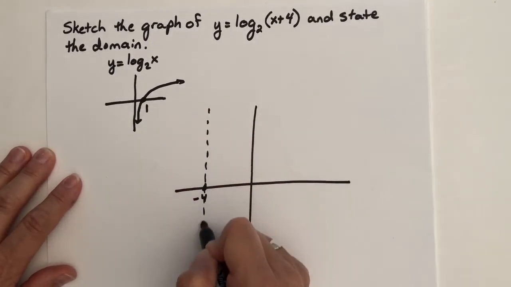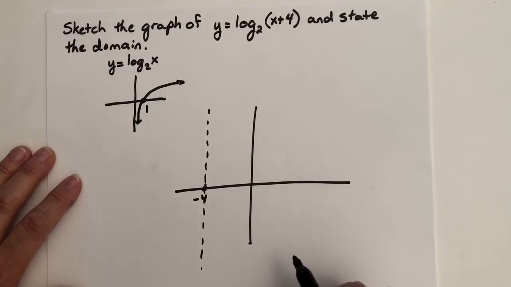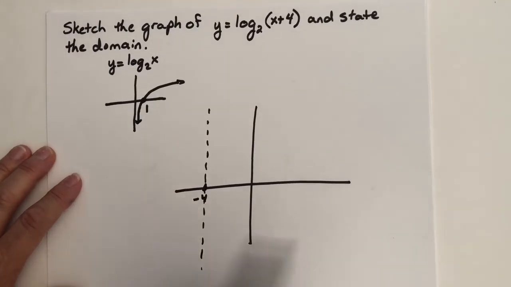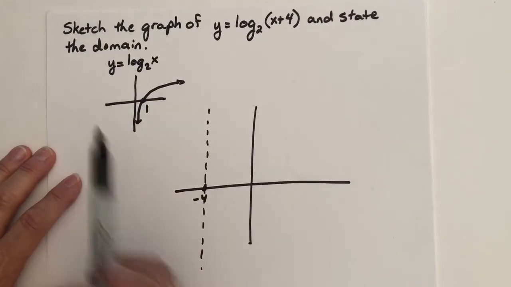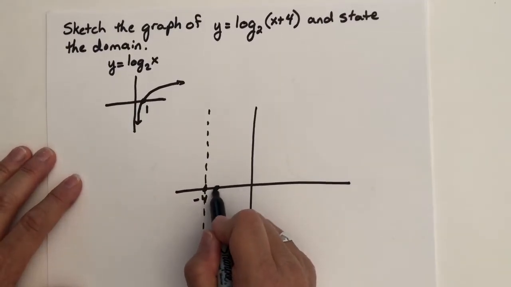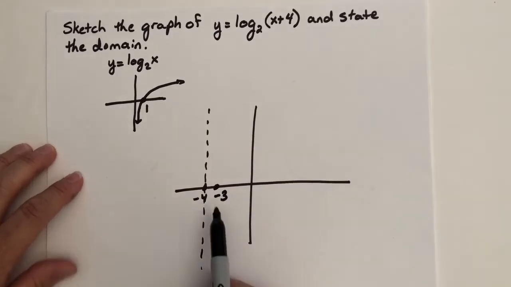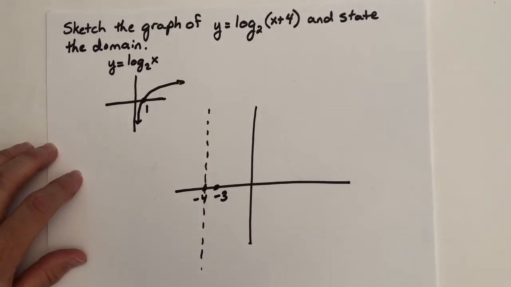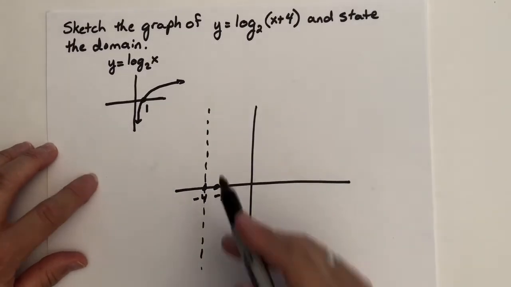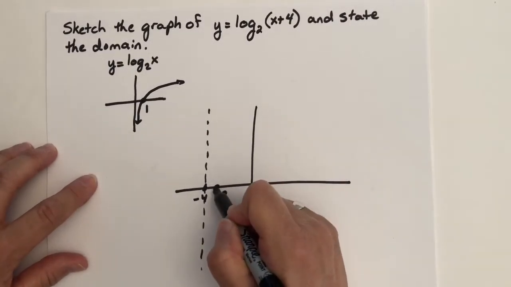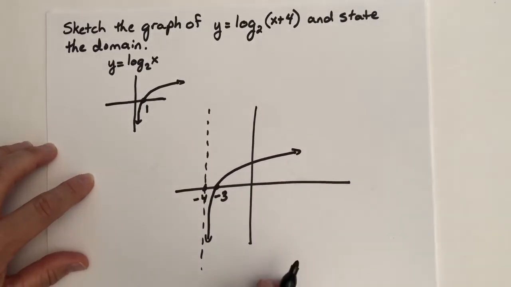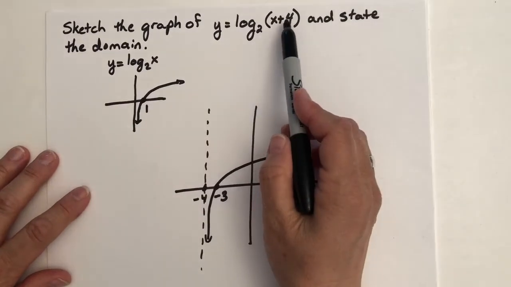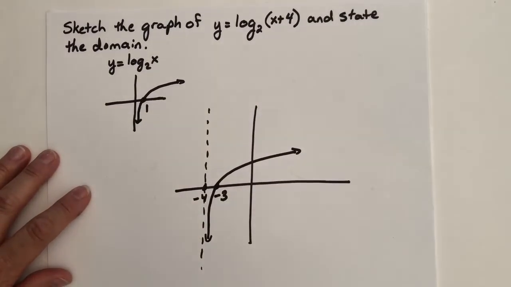I'm just going to draw this in. We're just going to do a rough sketch this time. The x-intercept would be at 1. When we shift it left 4, we're at -3. Those are 2 key points, even a rough sketch that I would include. Include your asymptote and include that intercept. So now we can draw our sketch. And we have the graph of y equals the log of x plus 4 base 2.